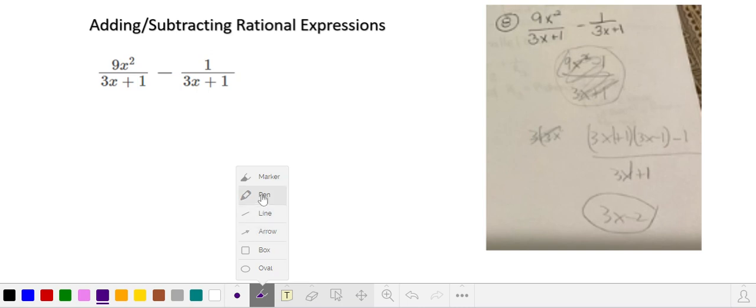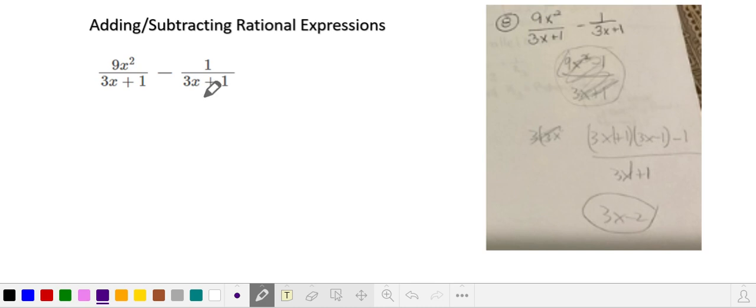All right, so in this problem, still another adding, subtracting rational expressions. Okay, and again, I put your solution side by side, so we can compare, and also we can correct for best practices anyway. All right, so this is your problem.